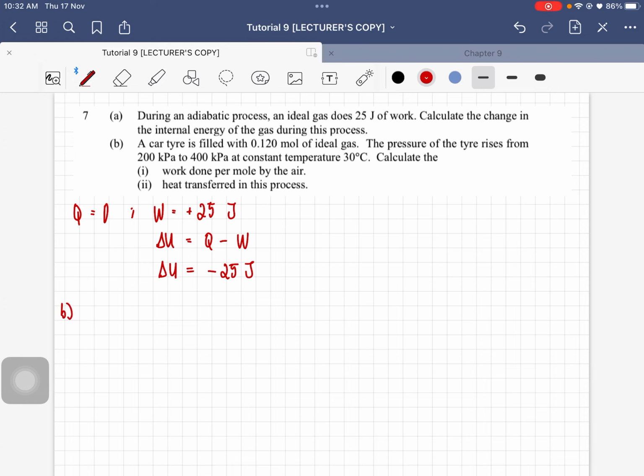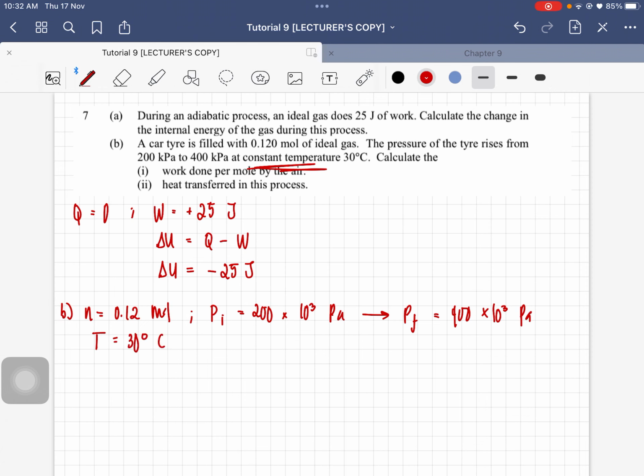Question B pula, a car tire is filled with 0.12 moles of ideal gas. The pressure rises from 200 kilopascal to 400 kilopascal, at a constant temperature of 30 degrees Celsius.